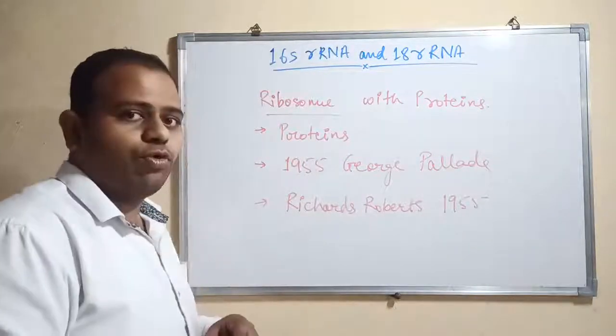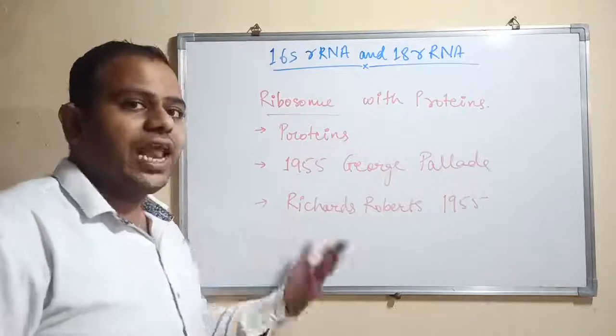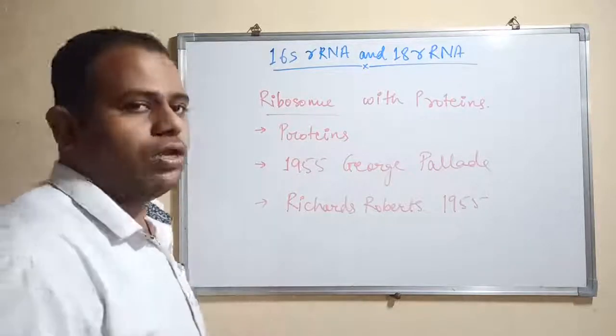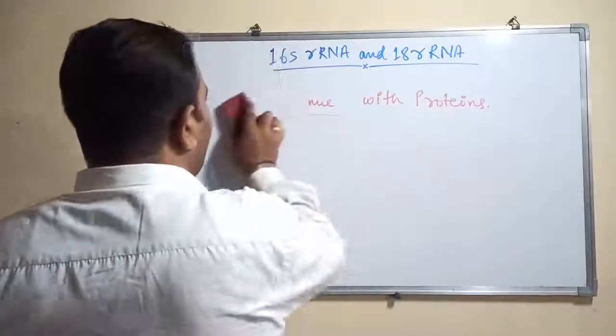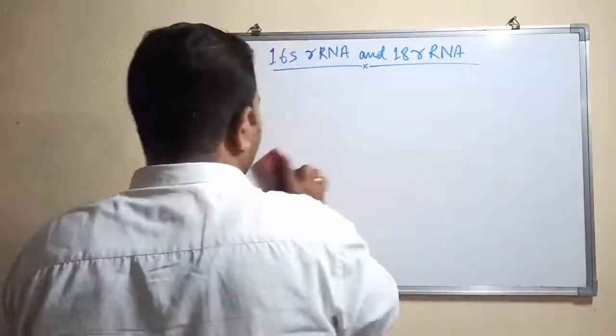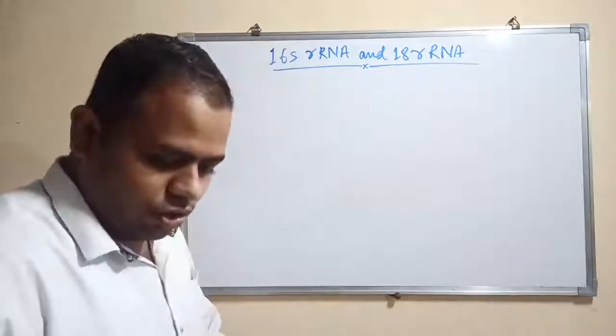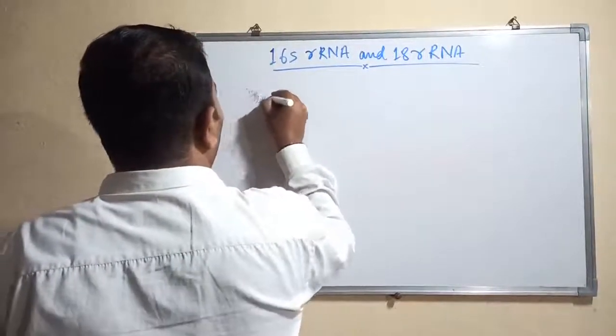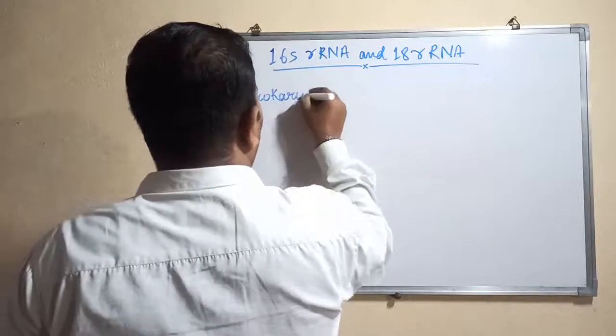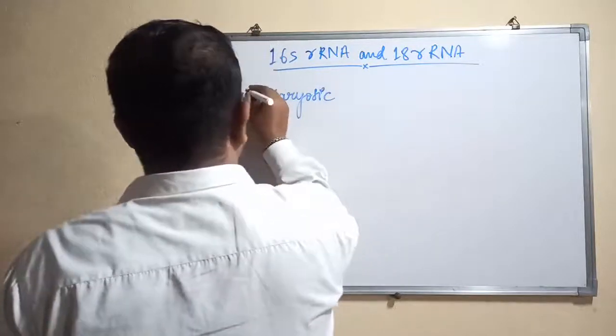So the ribosome is composed of two different subunits. One is the larger subunit and the other one is the smaller subunit. So let's see about the subunits in detail. First of all, we are going to see the ribosome that is present in the prokaryotic cell. Okay, so let's see the prokaryotic cell first, the ribosome present in the prokaryotic cell.